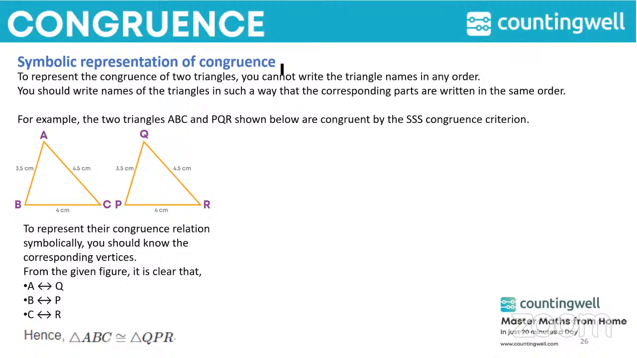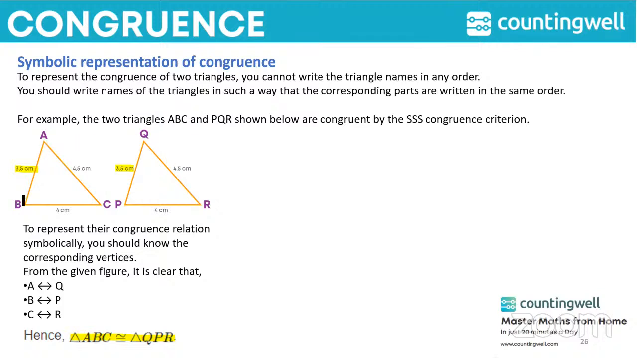Let us see the symbolic representation of congruence. For example, you can see here there are two triangles. While you are representing the congruency between two triangles, you cannot write randomly ABC congruent to PQR. You have to note down the correct correspondence of the sides and angles. So the two triangles here are congruent by the SSS congruence criterion.